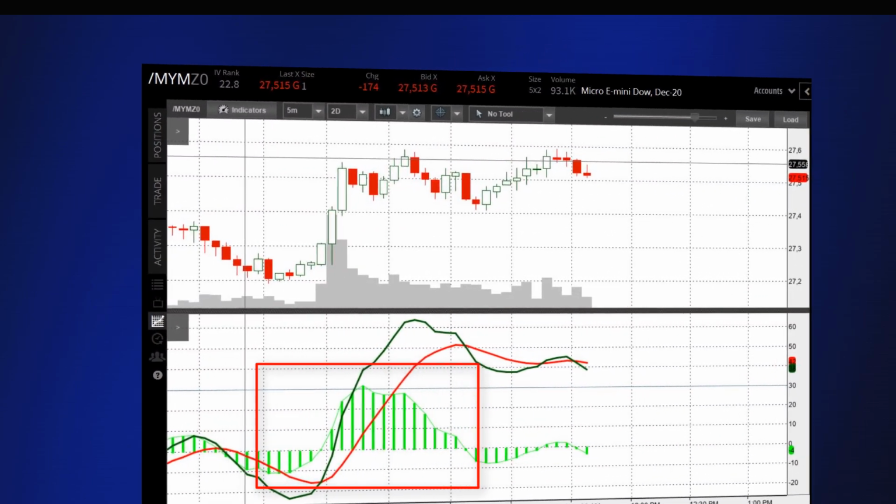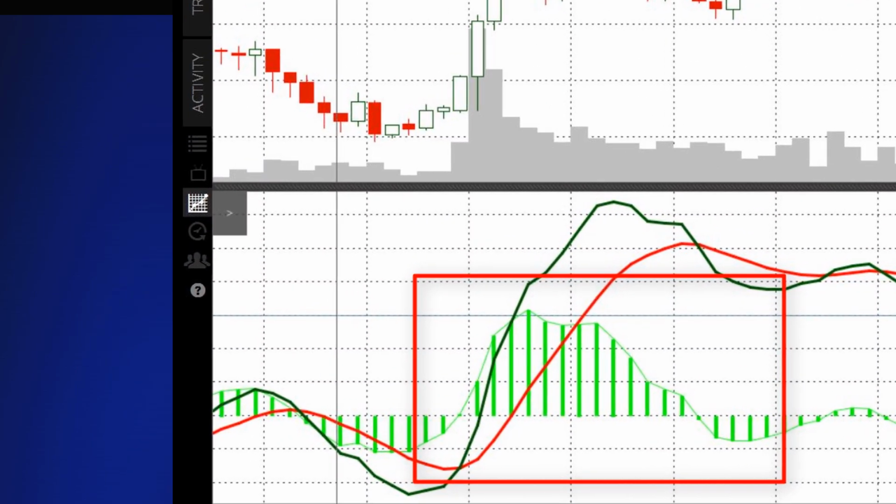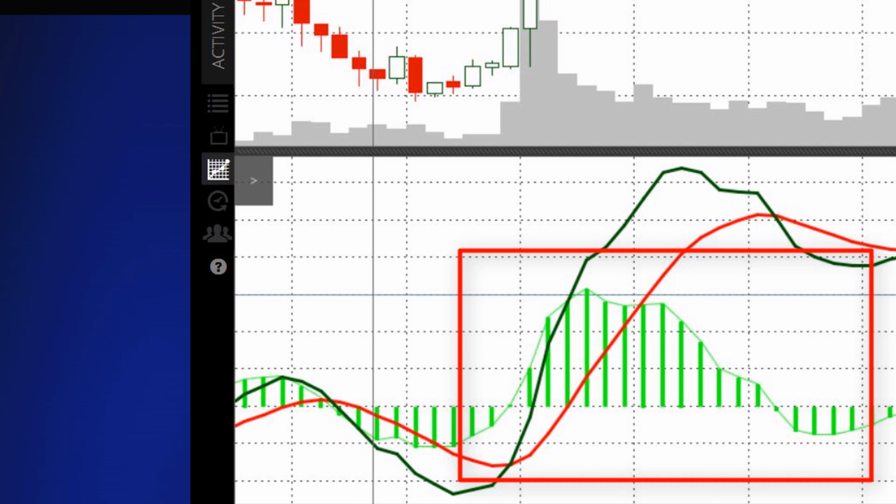I'll bring in another MACD on the bottom here. You can see the green line going over the red line, and it's a nice smooth transition. See those vertical green lines there, each one progressively taller than the other. That's a sign of a smooth change or a smooth move in momentum.